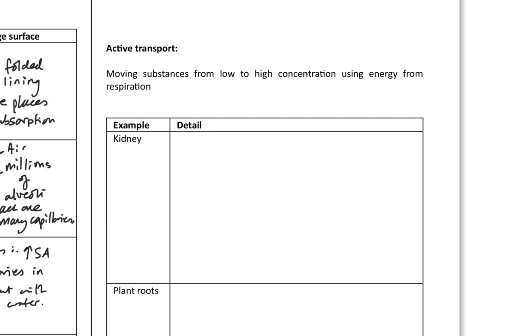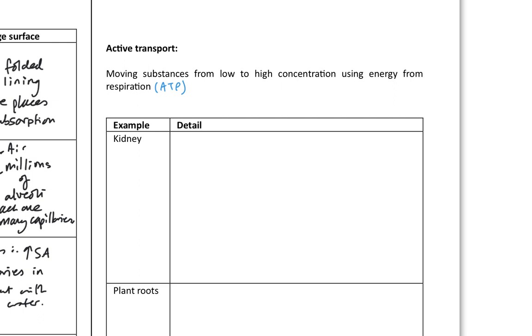You can get around it, you can say using ATP, which is the energy currency that's made in respiration. But it's not on the syllabus, but it appears on mark schemes. Active transport can apply to lots of things, but it says kidney and plant roots. So let's just quickly go through the active transport in the kidney.